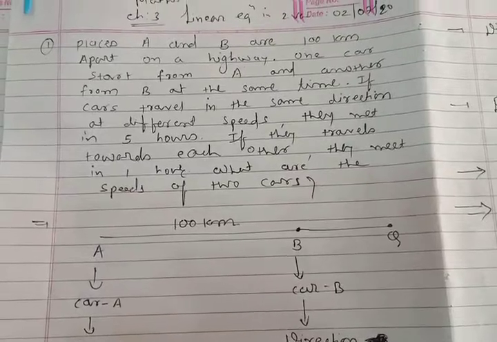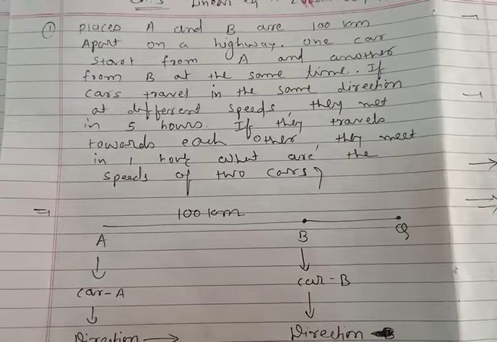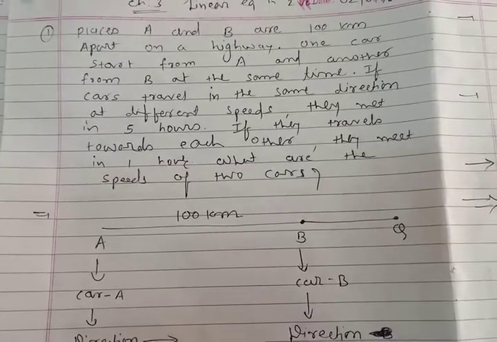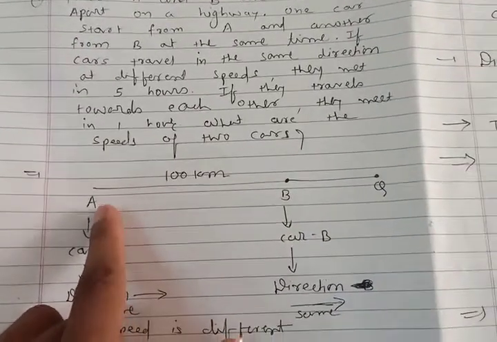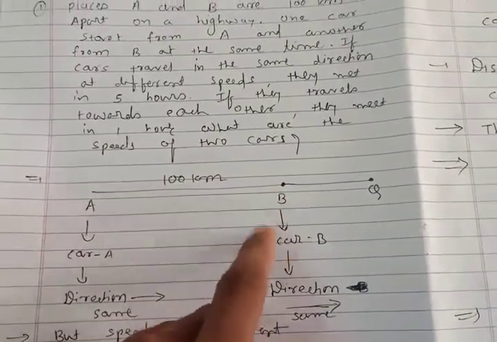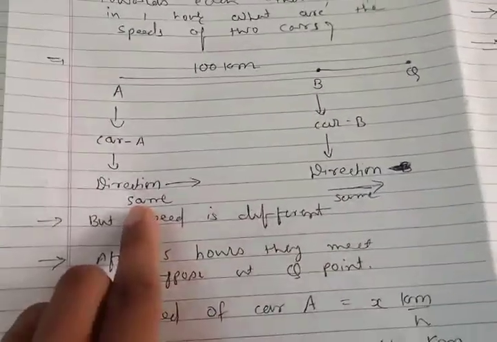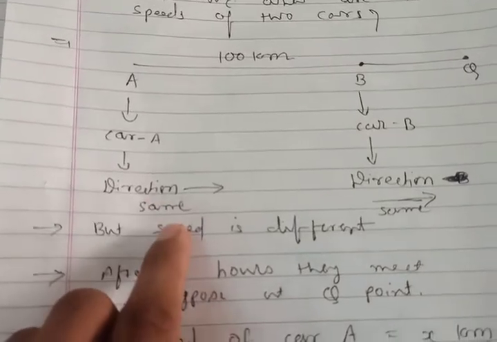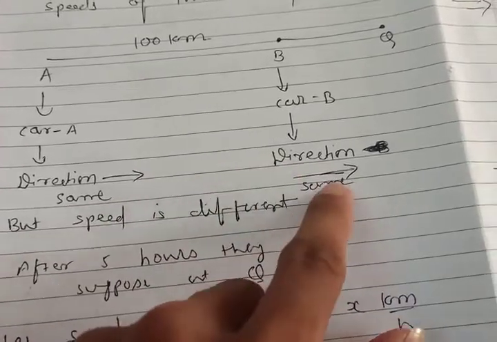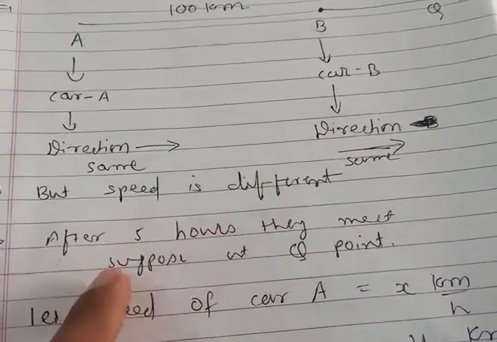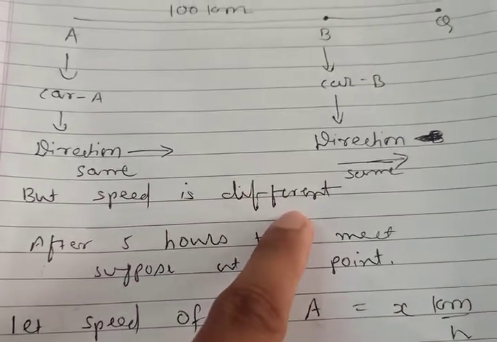Now students, I advise you, for this type of sum, you have to draw a figure so that you can easily understand. So see, I drew the figure. This is car A, this is car B, and the distance from A to B is 100 km. Understand? The direction is the same, so the direction of A is like this and the direction of B is like this, because the directions are the same and the speeds are different. The speeds of car A and car B are different.